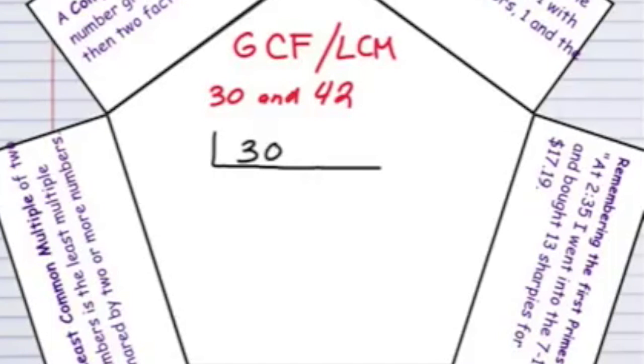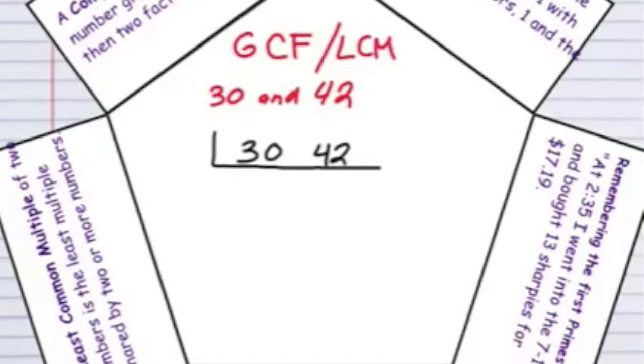I would like you to find the GCF and the LCM of two numbers, and we're going to use the numbers 30 and 42 in our example. And the way we're going to do this is we're going to use the ladder method. Now the ladder method starts like this. We draw kind of an L with a very long tail on it, and we put our two numbers inside that L. So we're starting with 30 and 42.